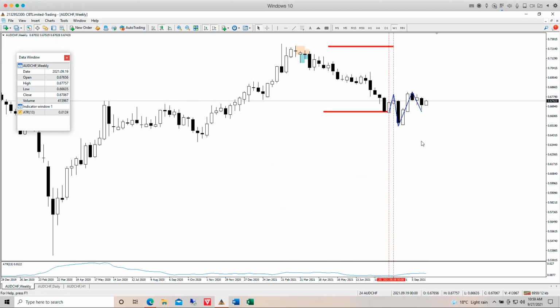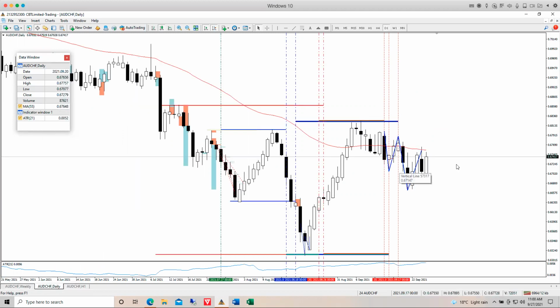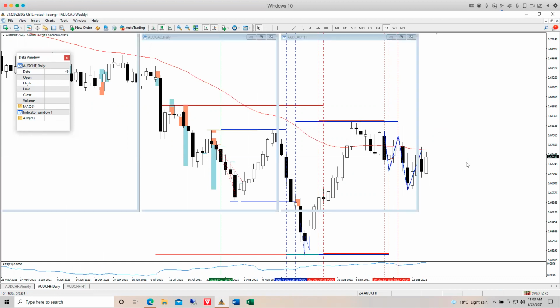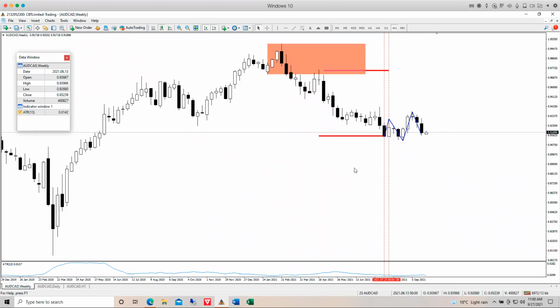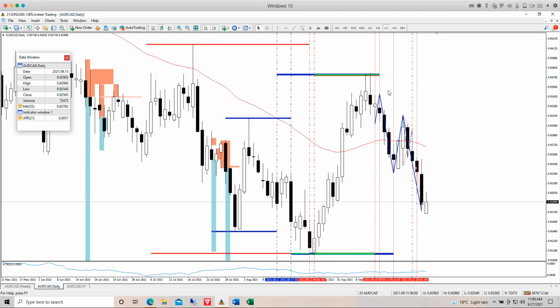Aussie Swiss, again, weekly, nothing of any real interest to us here at all. As you can see, these Aussie pairs often look very, very similar. And even here on the daily time frame, inside the channel, no valid patterns at all. Aussie CAD, similarly, on the weekly time frame, nothing of interest there.